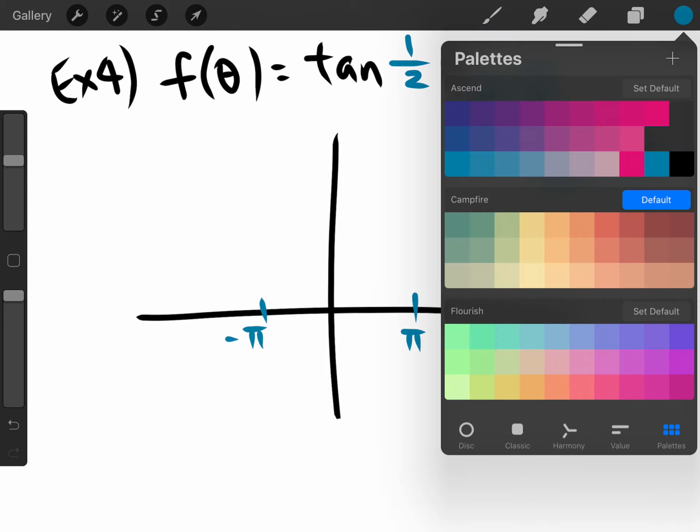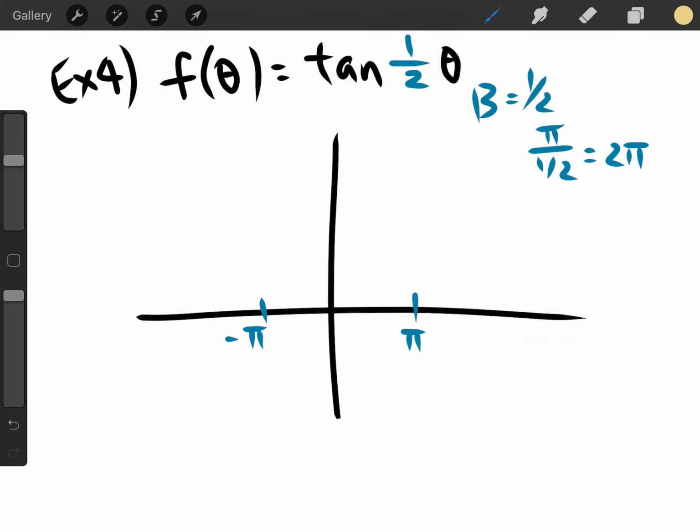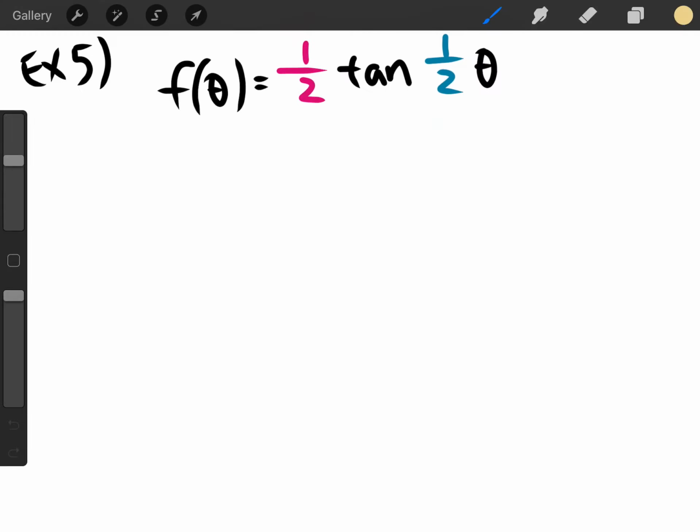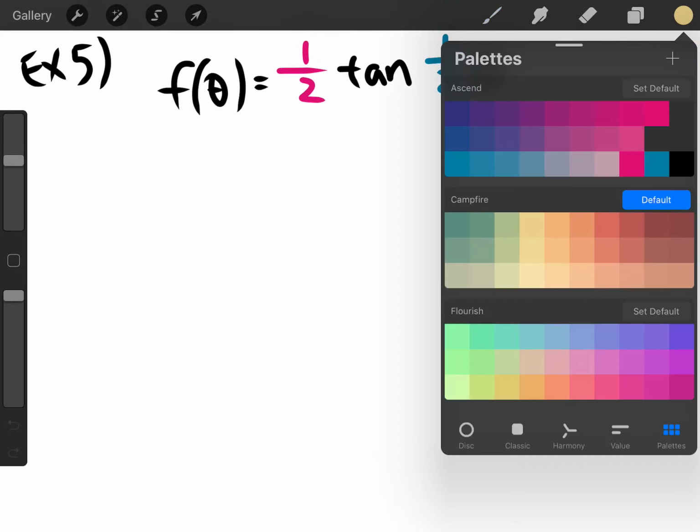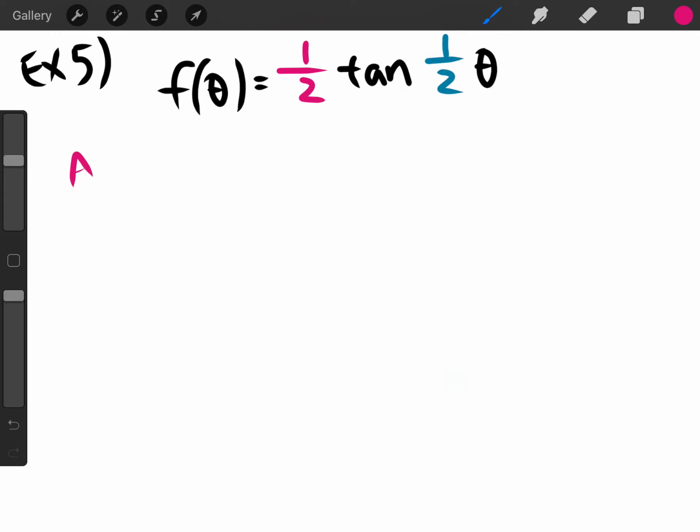All right, go ahead and graph the function. And that's it. So what happens if I have A and B, and they both have values that are not 1? So let's go ahead and write the A value. That's 1/2. So it's going to be flatter.